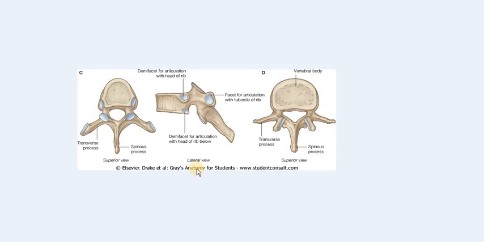So in brief, you should remember that the 10th rib, 11th rib and 12th rib, these three ribs articulate with the corresponding vertebrae. That's why the 9th, 10th, 11th and 12th thoracic vertebrae have only one costal facet.